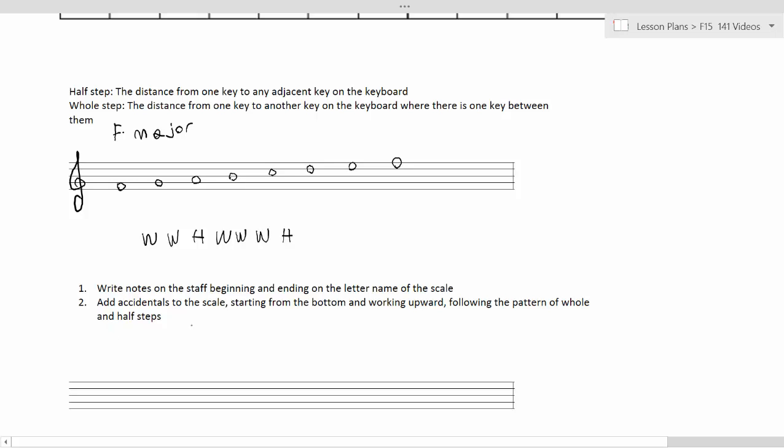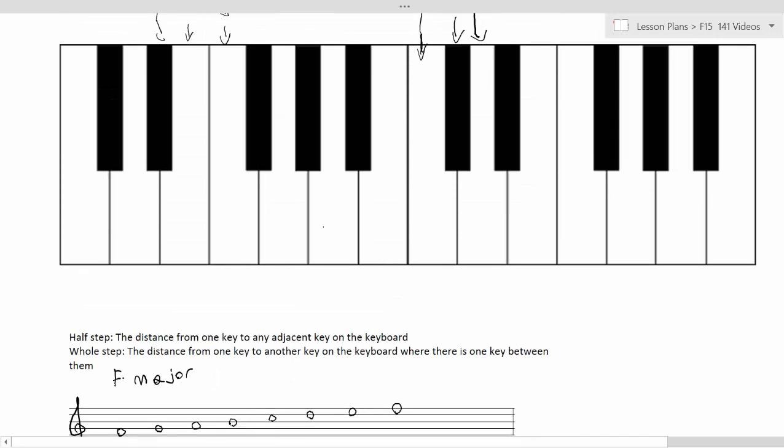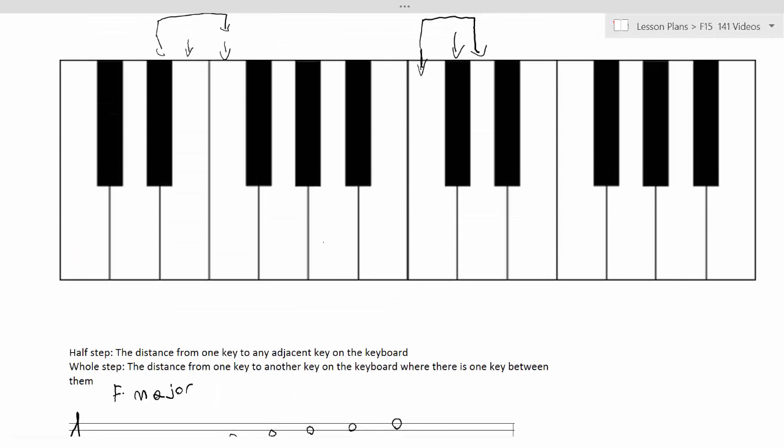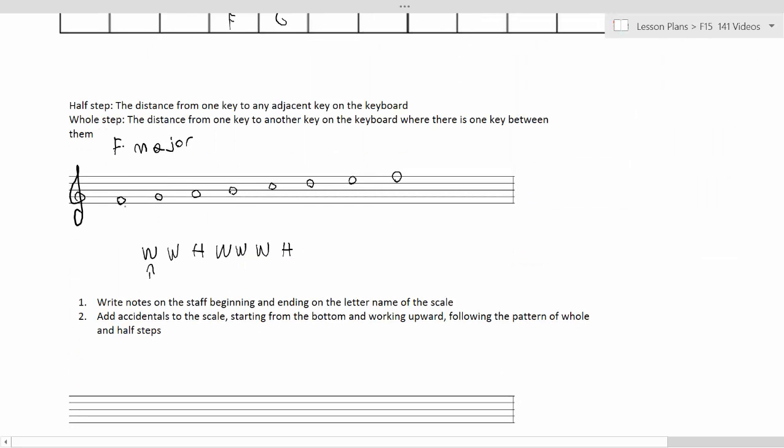Then the second step is to add accidentals to the scale, starting from the bottom and working upward, and follow that pattern of whole and half steps that I wrote just below my staff. So we're going to start with F to G. We want to know, is that a whole step? Because that's what it should be, right? That's what we're doing right here, this whole step. So we can scroll up to our piano keyboard and check: is F to G a whole step? Here's our F, here's our G, and there's one key in between them, so that means it's a whole step, so we're good there. I'm going to label that with a square bracket like this. That square bracket indicates a whole step, and I'll even write a little W to remind myself.